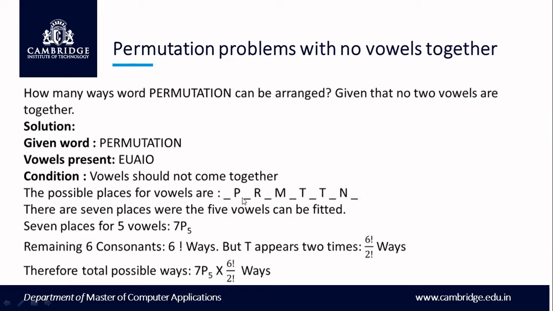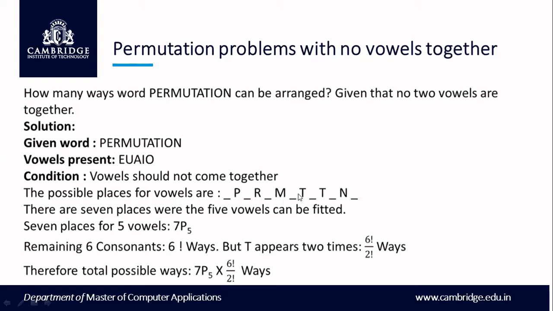So totally 1, 2, 3, 4, 5, 6, 7 places are there. So there are 7 places where the 5 vowels can be fitted. So 7 places for 5 vowels, the possibility is 7P5. The remaining 6 consonants can be fitted in 6 factorial ways.